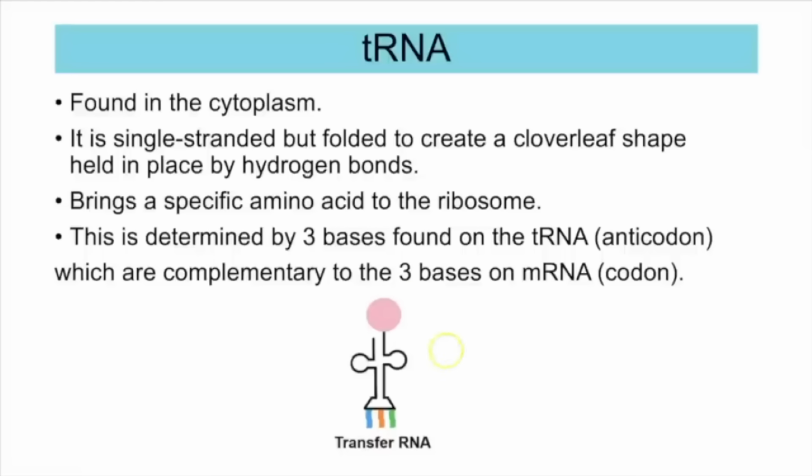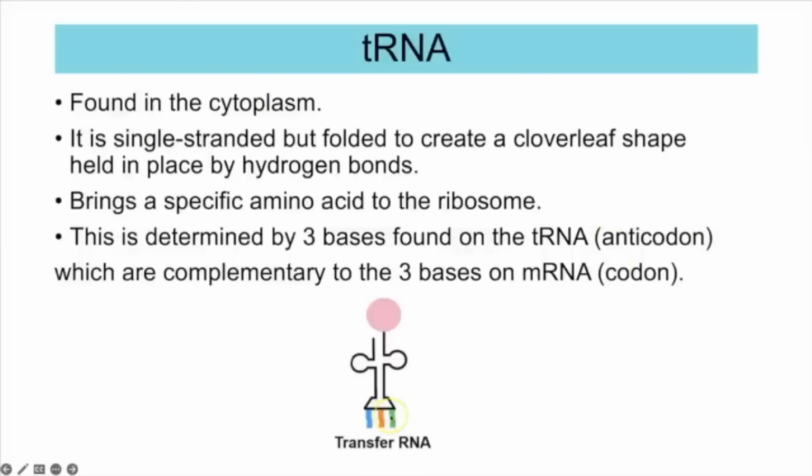tRNA is found in the cytoplasm. It's also a single-stranded molecule, but it gets folded to create what we call a cloverleaf shape. And it's held in this cloverleaf shape by hydrogen bonds. Its job is to transfer or bring specific amino acids to the ribosome. And that's what we have here, an amino acid attached at the top to this binding site. Now it's specific because it is determined by the 3 bases on the bottom of the tRNA called an anticodon.